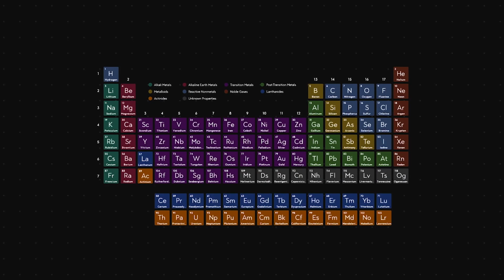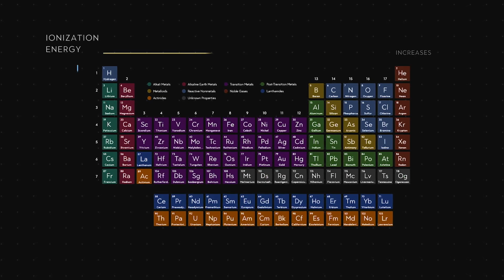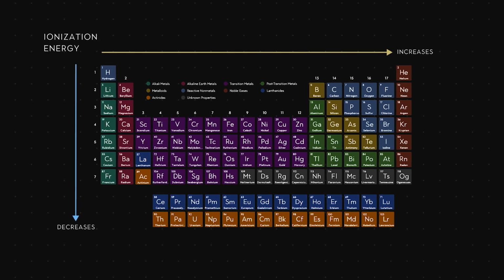As we move down, n increases and the outer electrons are further from the nucleus. This increase in distance means the attraction to the nucleus gets weaker, and it is easier to remove the electron. So, ionization energy decreases.